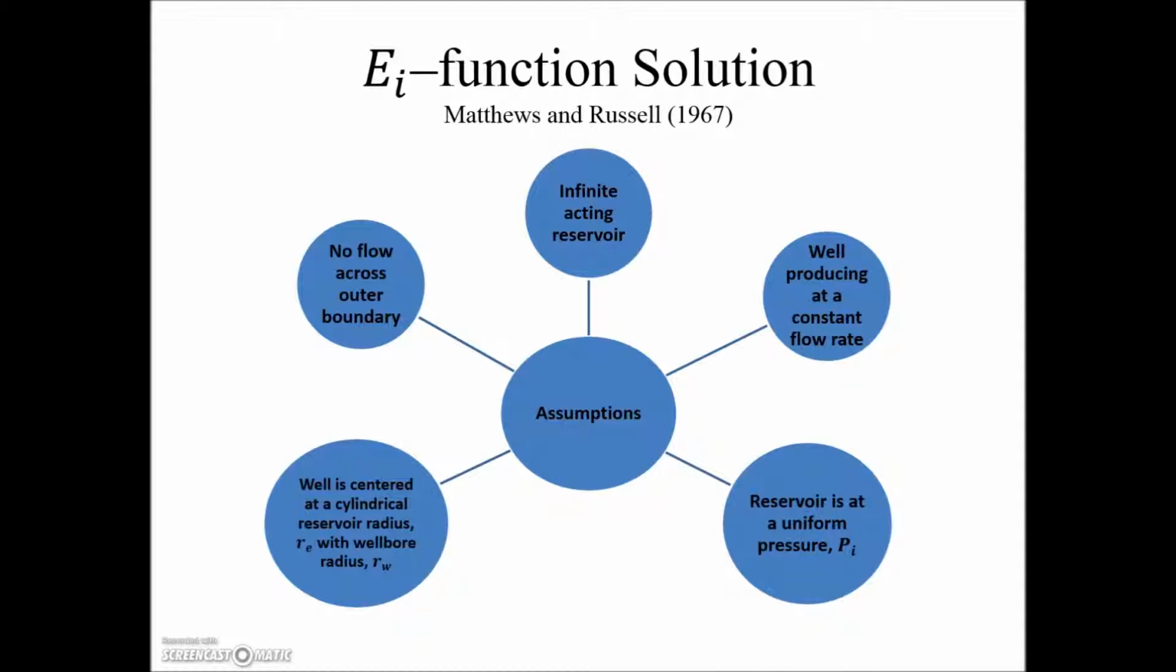Basically, there are five basic assumptions when the Ei function is applied. The first is that the well is producing at a constant flow rate. Second, the reservoir is at a uniform pressure. Thirdly, the well is centered in a cylindrical reservoir of radius re, with the wellbore radius rw. We also know that there is no flow across the outer boundary, and that it is an infinite acting reservoir.